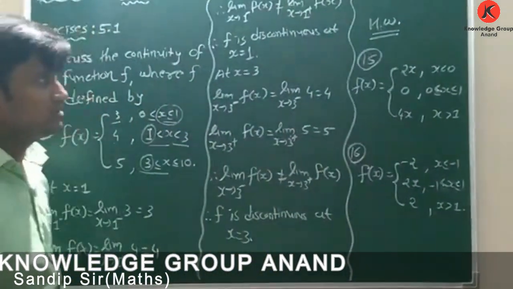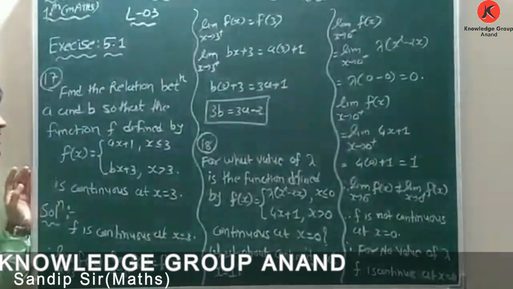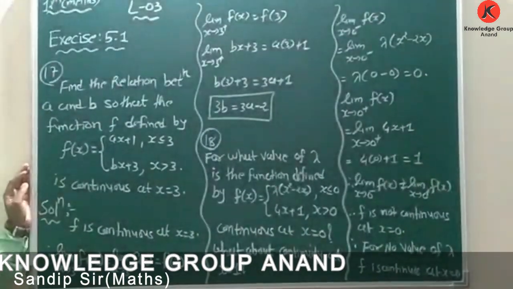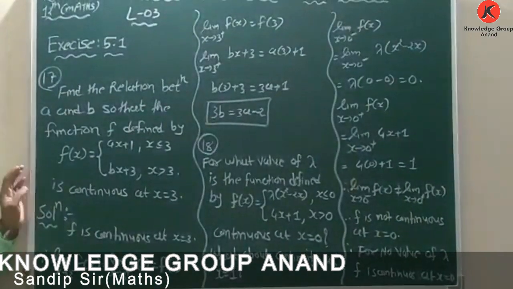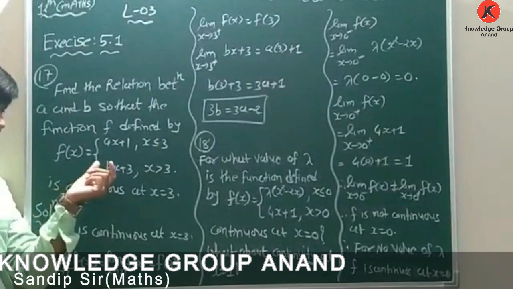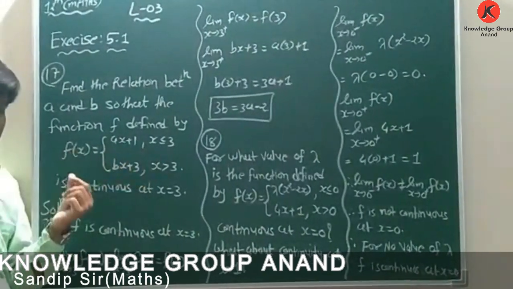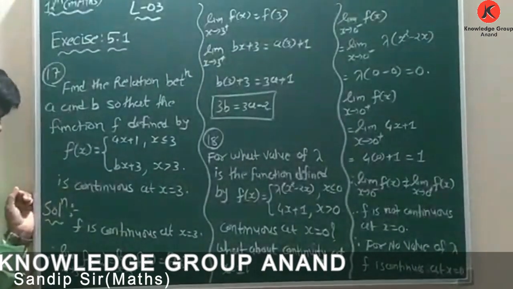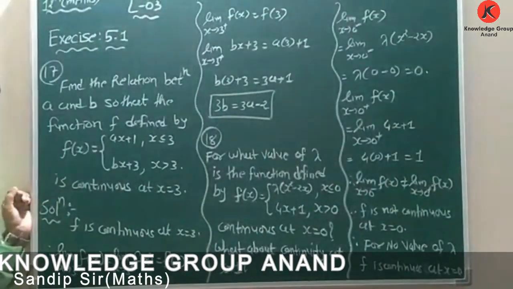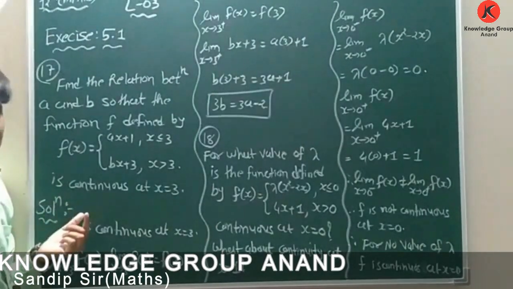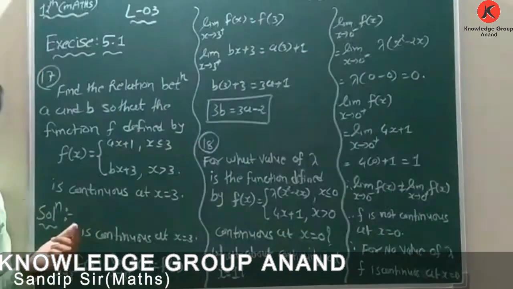That is your homework. Exercise 5.1, next let's see example number 17. Find the relation between a and b so that the function f defined by f of x, where ax plus 1 for x less than or equal to 3 and bx plus 3 for x greater than 3, is continuous at x is equal to 3. Given data is that the function is continuous at x is equal to 3.